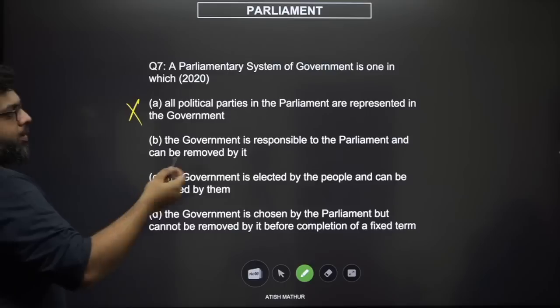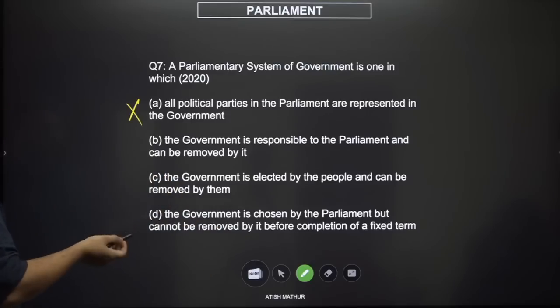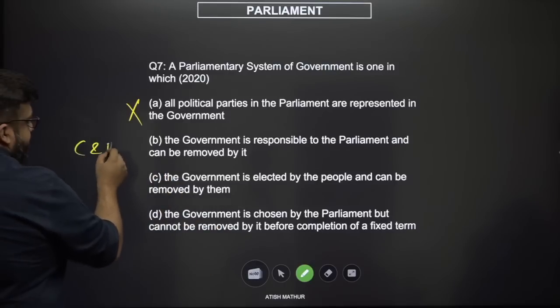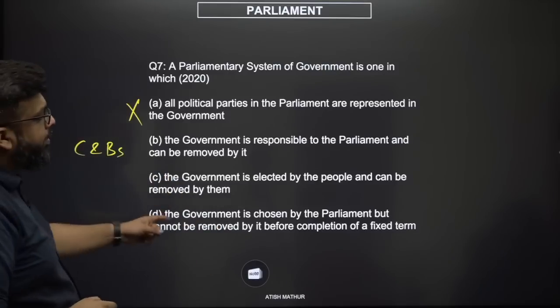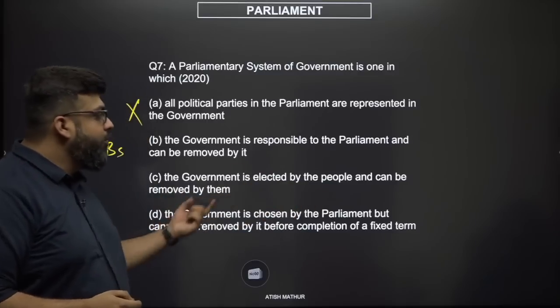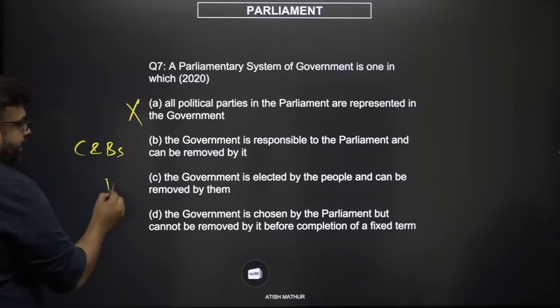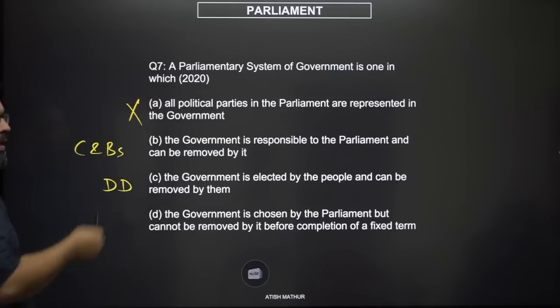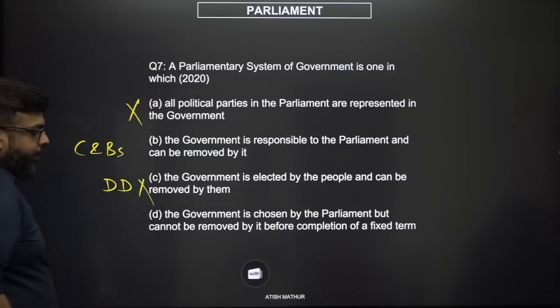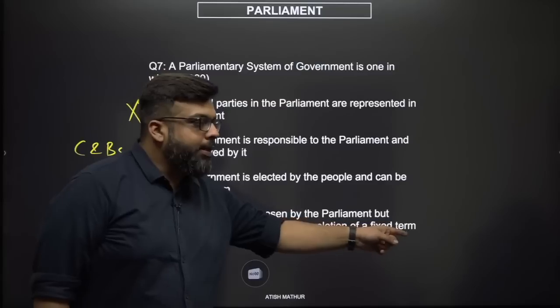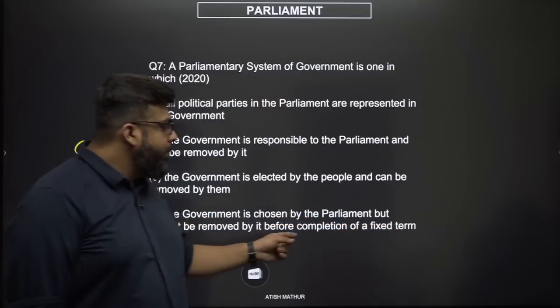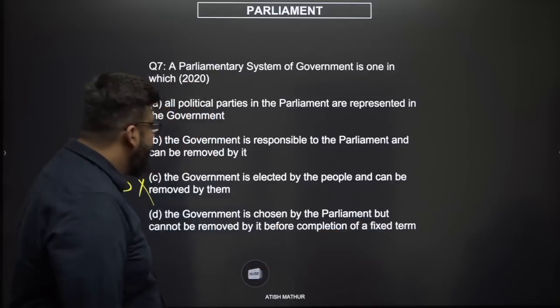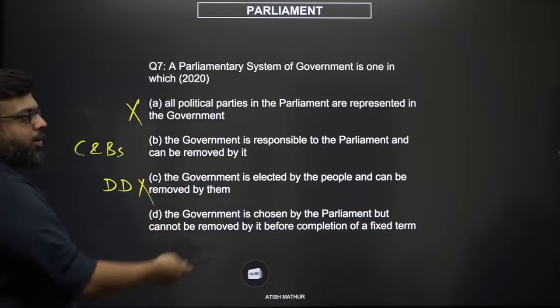The government is responsible to the parliament and can be removed by it. This sounds like checks and balances. Yes. The government is elected by the people and can be removed by them. This sounds like direct democracy and parliamentary system is indirect democracy. So no. The government is chosen by the parliament but cannot be removed by it before the completion of the fixed term. B and C sound contradictory.